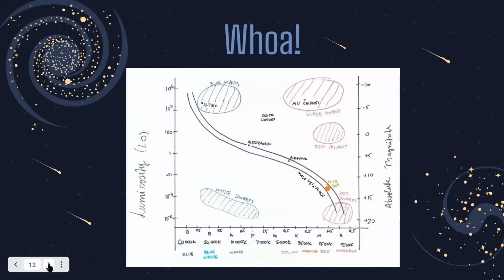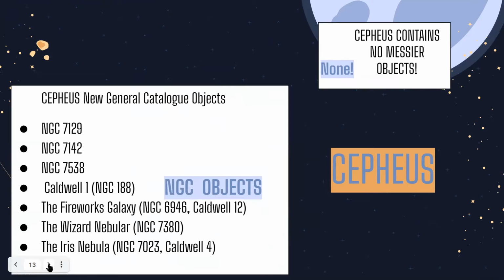And here's another beautiful HR diagram. Whoa! See, we have Alpha, Delta, Alderamin, Gamma, and Mu Cephei. Mu Cephei is a red supergiant, and Alpha is a blue giant, as you can see. None of them are red dwarfs or white dwarfs. Okay, moving right along. Something that's different between Cassiopeia and Cepheus is that Cepheus does not have any Messier objects.